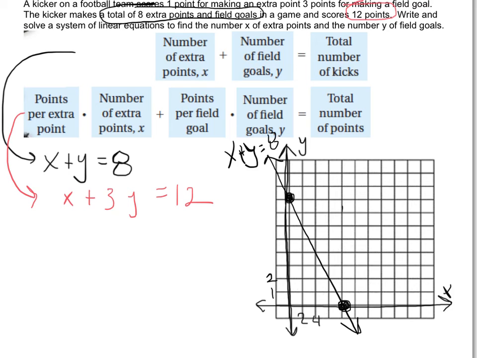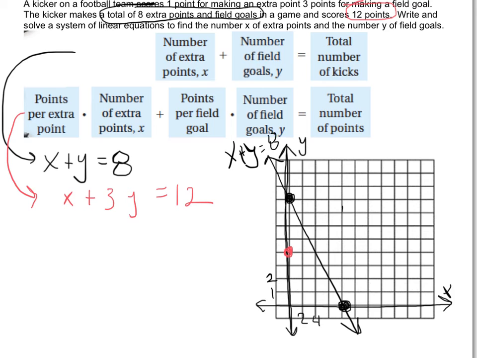Secondly, when I look at the next equation, I want to focus on my y-intercept, which is when x's are 0, so that would cancel out. I would get 3y equals 12. When I divide by 3, I get y equals 4. So I would come over here, and when x's are 0, y's are 4.